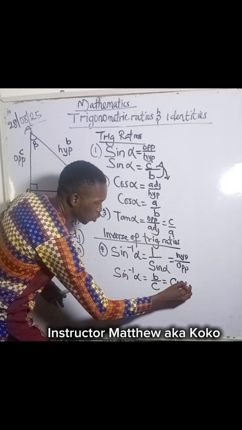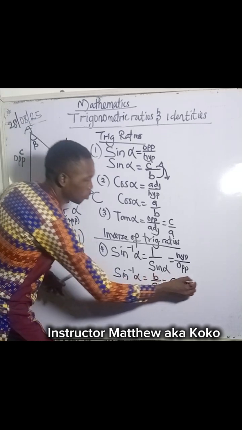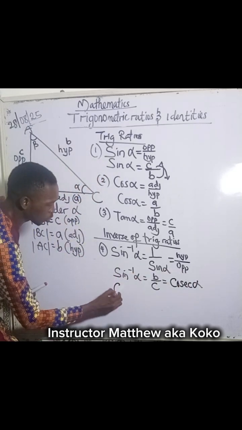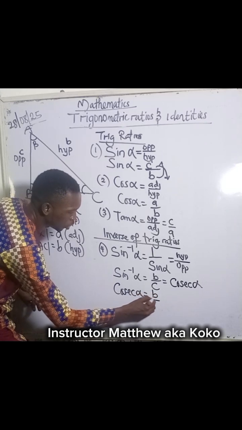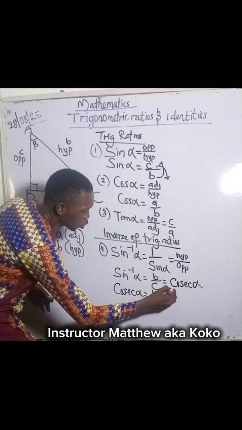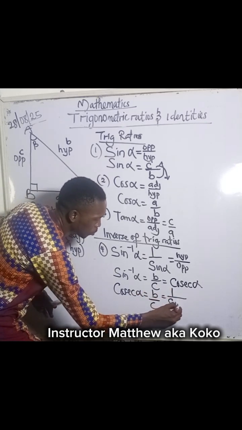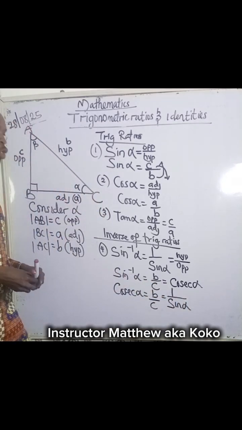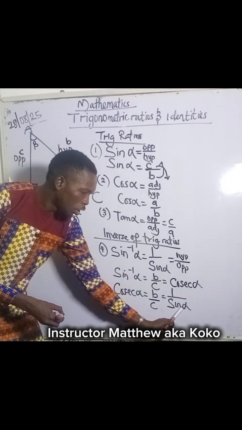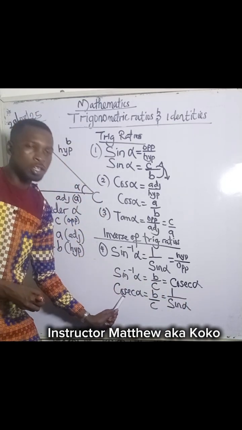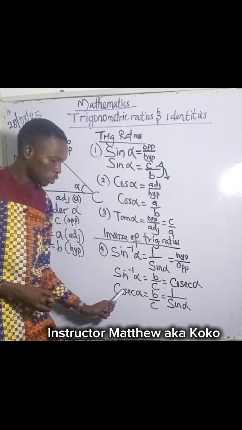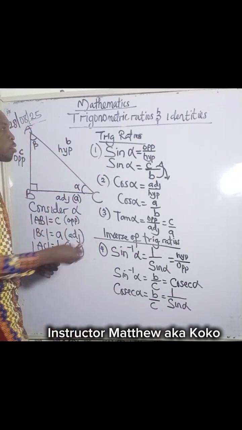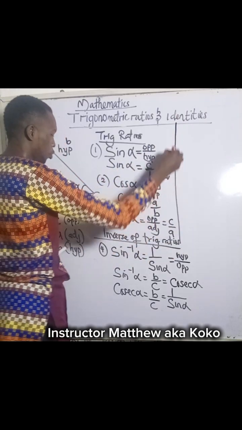It's called cosec. So we can write this as cosec alpha, which is equal to b over c, which is equal to 1 divided by sine alpha. So note this inverse trigonometry ratio, it is very important. Wherever I see 1 divided by sine alpha, it means cosec alpha. Okay, let's move on.